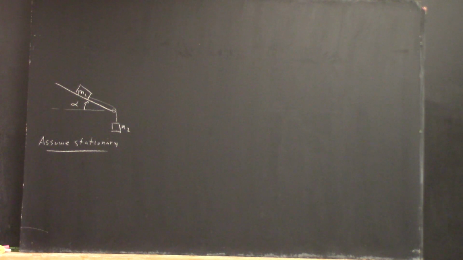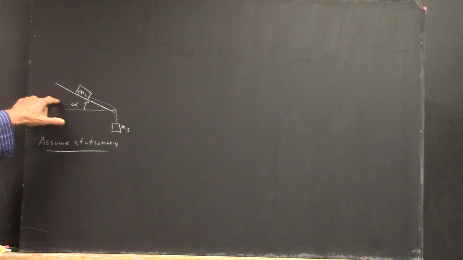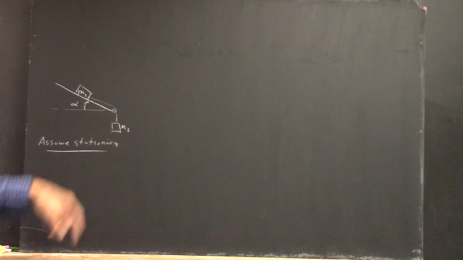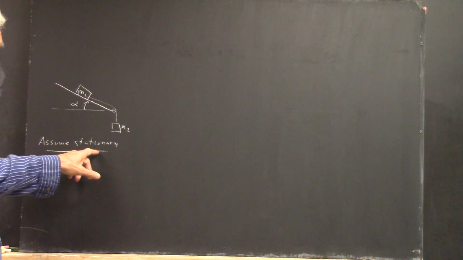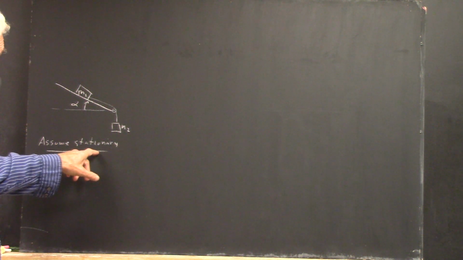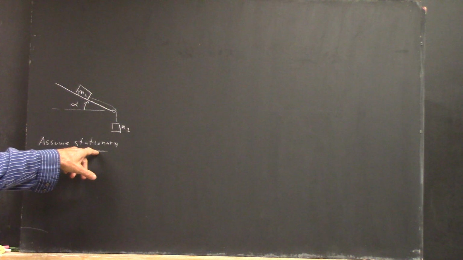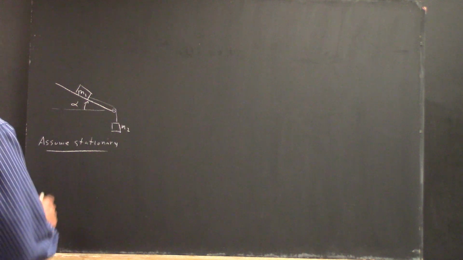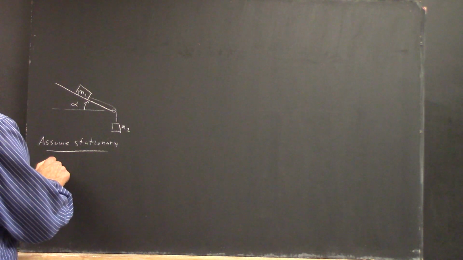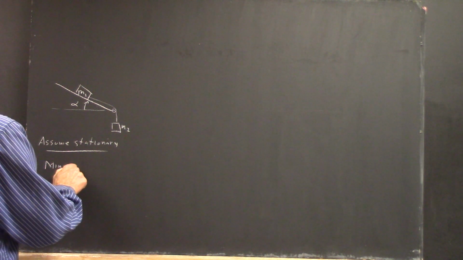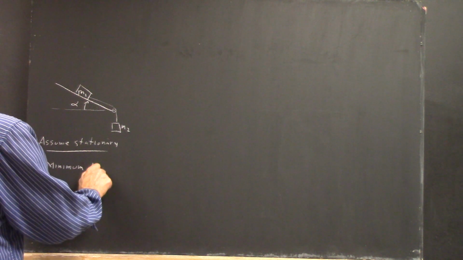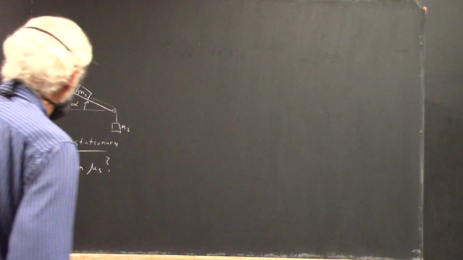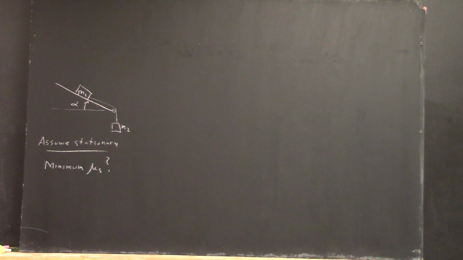Okay, now, again, we have an incline at angle alpha, mass M1 here, mass M2 here. We're going to assume that the system is stationary due to friction. So the question is, what's the minimum value of the coefficient of static friction? Static friction because the thing is stationary.